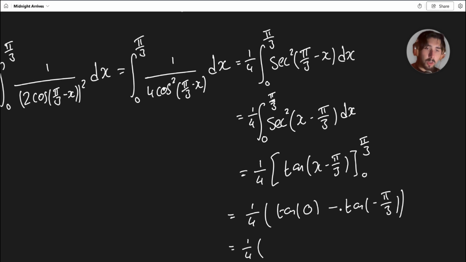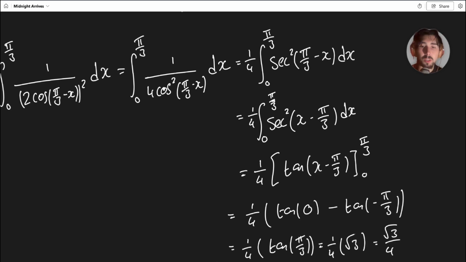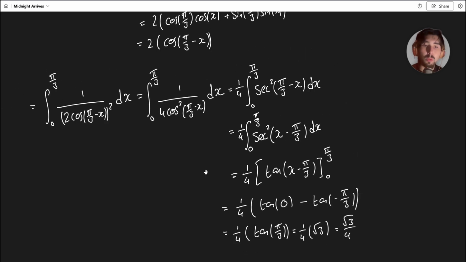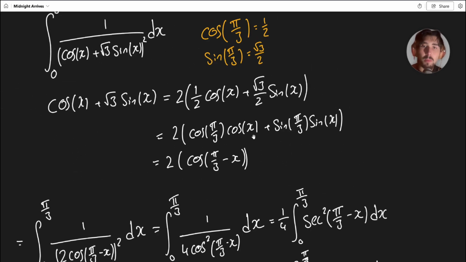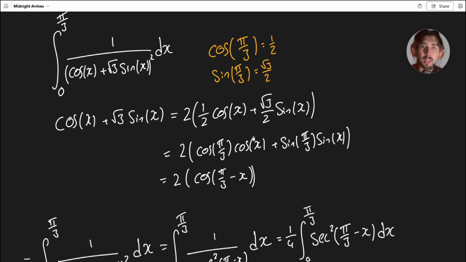And then, of course, tan of minus theta is the same thing as minus tan theta. So basically minus tan of minus pi over 3 is the same thing as tan of pi over 3. And most people will know, but tan of pi over 3 is the number root 3. So this is a quarter root 3, or root 3 over 4. And that's the answer. That's the answer to the integral. Root 3 over 4.